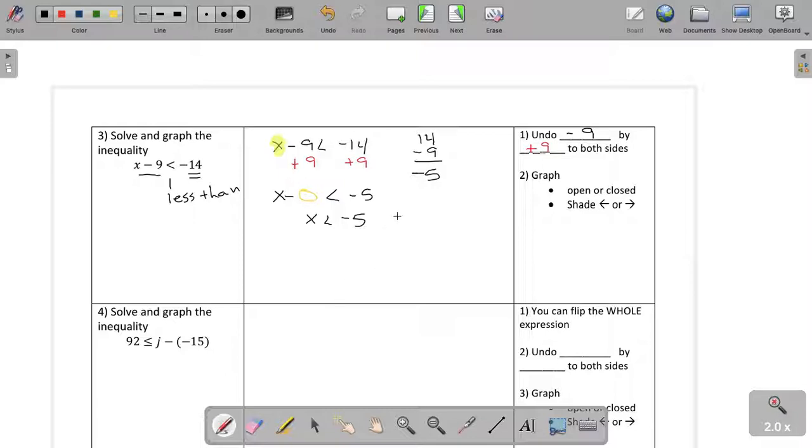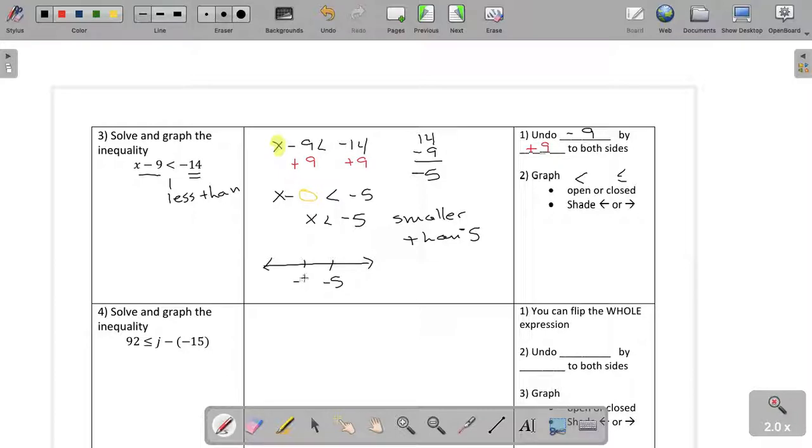Okay, smaller than 5. Right, now open would be less than, closed would be less than or equal to, and we have just less than. So what that tells me is I want smaller than negative 5, not positive 5, negative 5. And so since I want smaller, I'm going to put negative 5 right there.